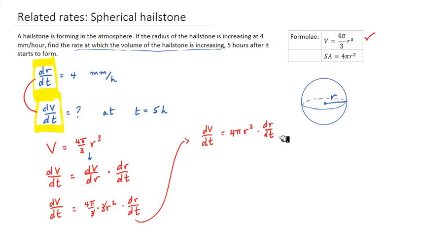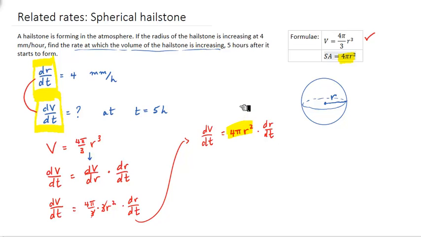I just thought I would highlight for you an interesting fact. 4 pi r squared is equal to the surface area of the sphere, and that's an interesting relationship between volume and surface area and rates of change. You'll notice a similar one when you differentiate the area of a circle. You'll get a similar result there, which is just interesting to note.